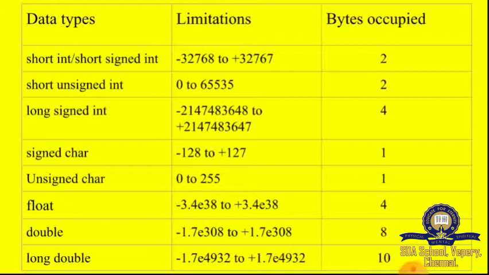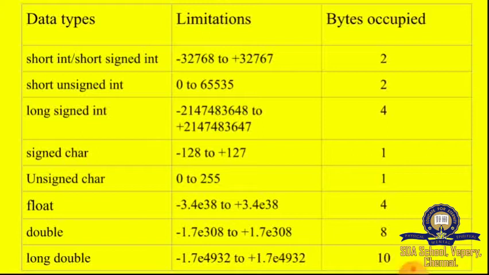Long signed integer, you can see the limitation values. It starts with negative 2147483648 to plus 2147483647. The bytes occupied here is 4. Signed character: minus 128 to plus 127. Bytes occupied here is 1. Unsigned character limitation is 0 to 255 and the bytes occupied here is 1.